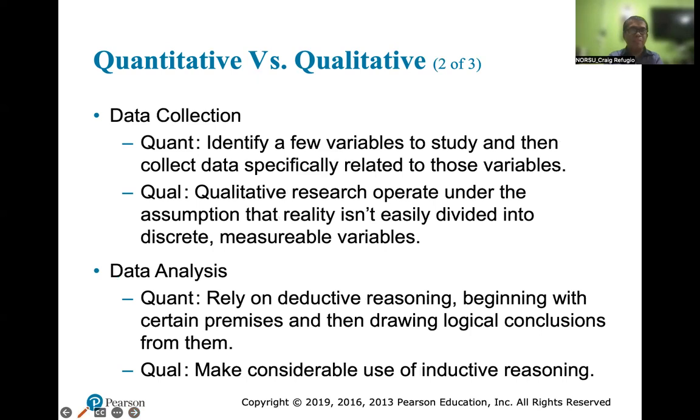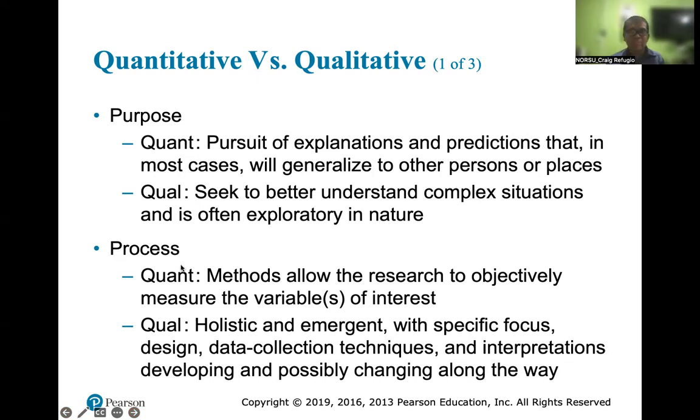And according to process, we have quantitative design. Its methods allow the researcher to objectively measure the variables of interest. So each variable, you have an instrument on how to collect the data. Another variable, you also have an instrument on how you collect the data. And those instruments are scientifically tested, validated, and tested for reliability. They are all examined and verified by experts in the field.